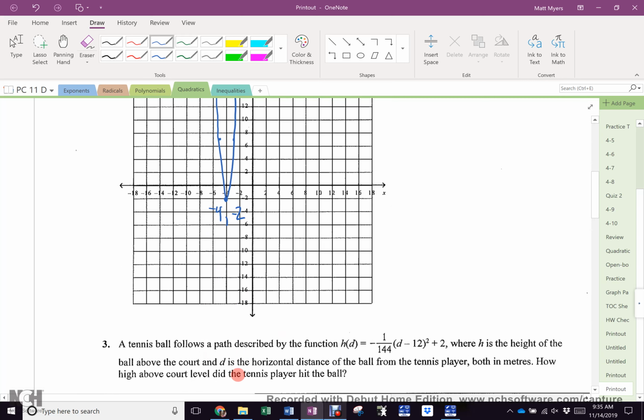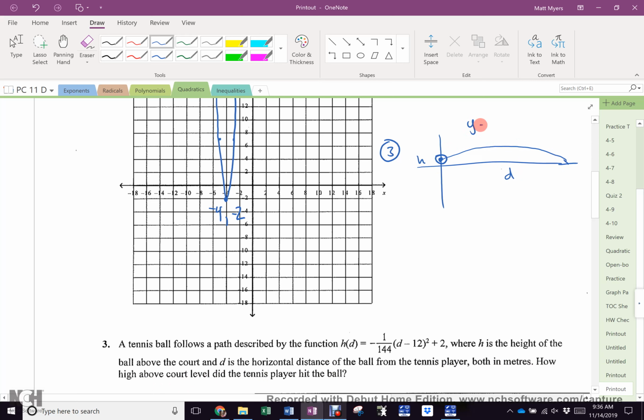Now, this question I'm going to work over here because I need room to work. A tennis ball follows that path, where H is the height of the ball above the court and D is the distance the ball goes from the tennis player. So let's visualize that. We're not drawing the graph, we're just going to visualize it. The tennis player hits the ball and it goes up a little and this way. Here is D, here is H. Now, since the tennis player is hitting the ball and he's not lying on the ground, that is how high above court level the tennis player hit the ball. That is what I see.